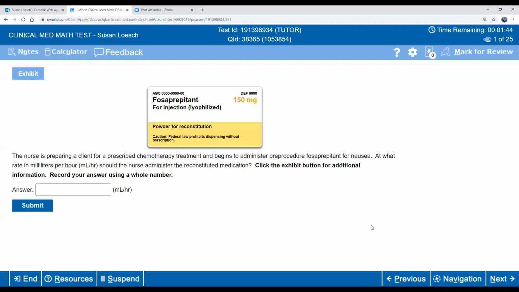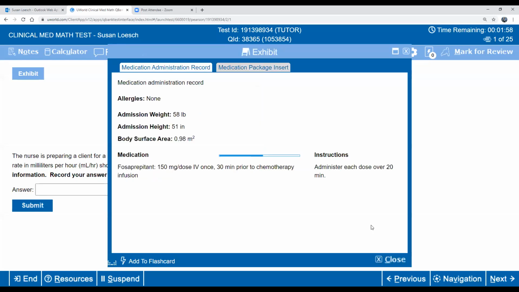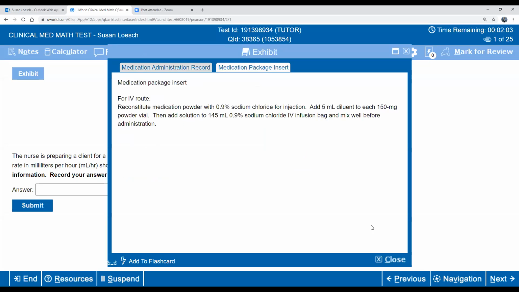And then you're going to click on the exhibit button. So that's where you're going to get your information to determine how you're going to reconstitute it. And whenever you get something on the floor that needs to be reconstituted, this is basically how it's going to come. And then inside, you're going to see something like this exhibit, which let's look at. This is the medication package insert. So this tells you how to reconstitute it.